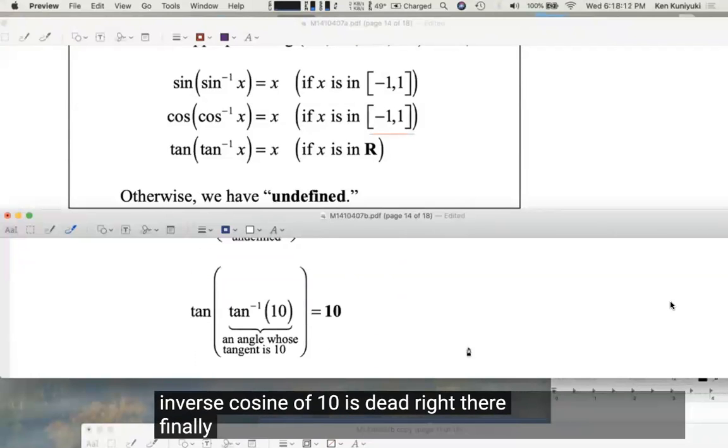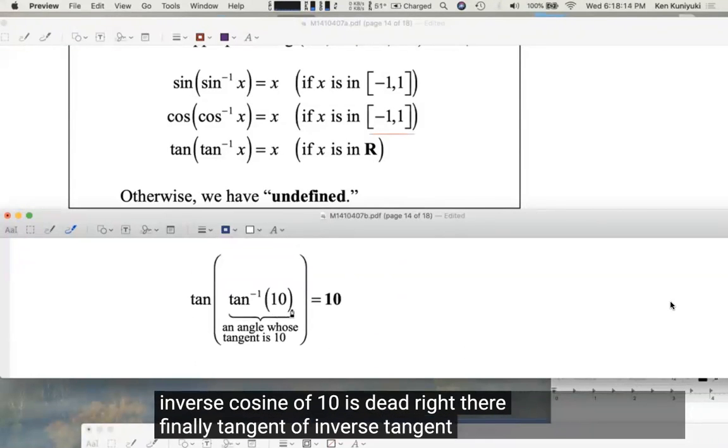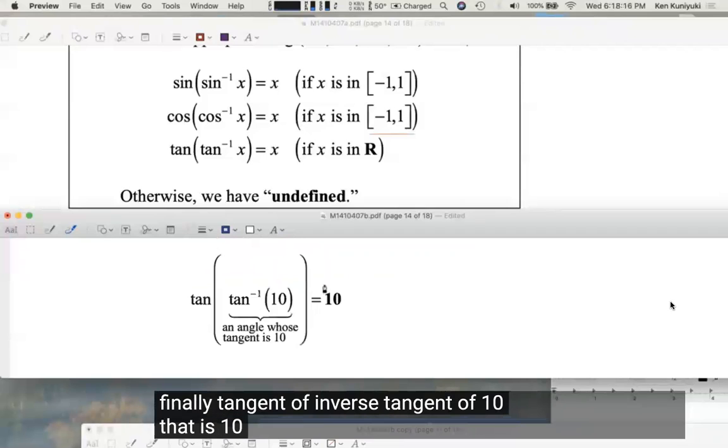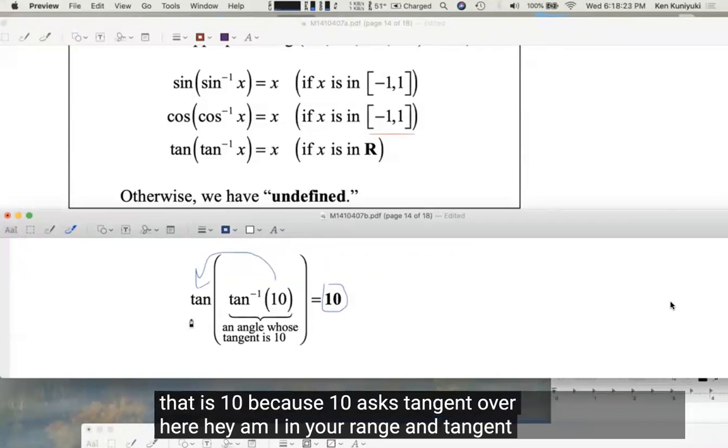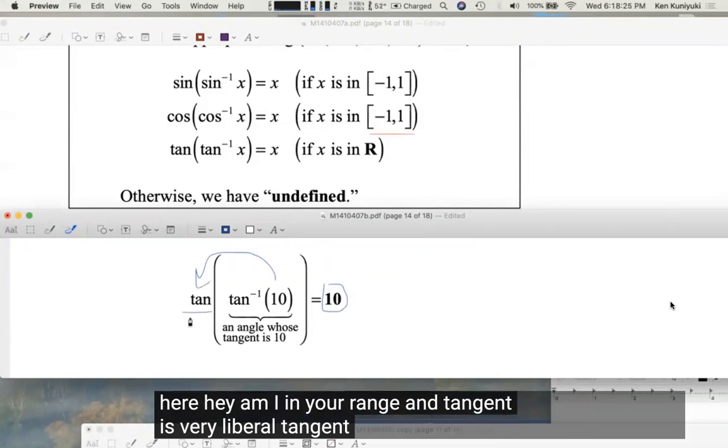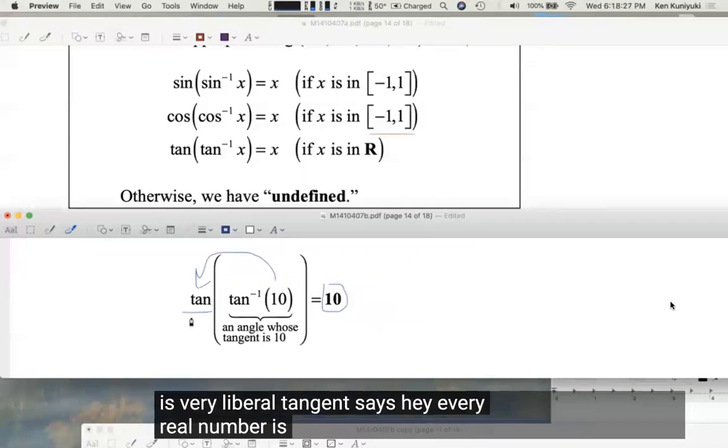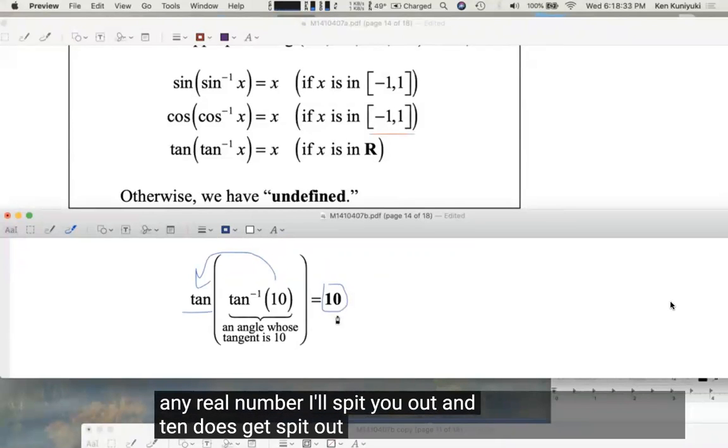Finally, tangent of inverse tangent of 10, that is 10. Because 10 asks tangent over here, hey, am I in your range? And tangent is very liberal. Tangent says, hey, every real number is in my range. So if you're any real number, I'll spit you out. And 10 does get spit out.